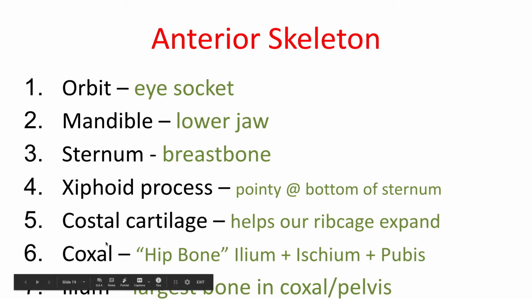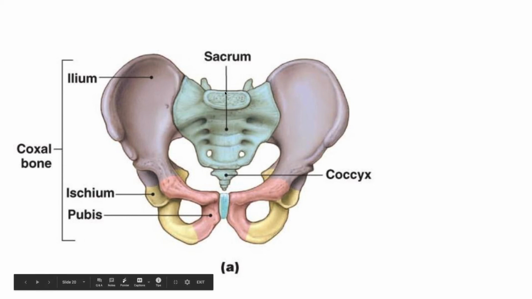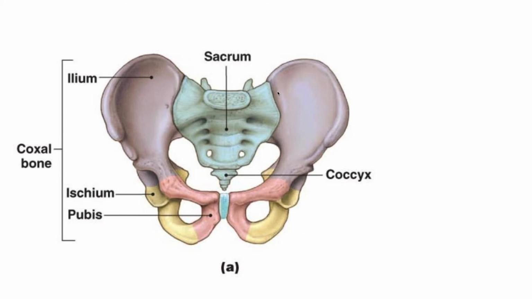The hip bone, or the coxal region, which is the ilium, the ischium, and the pubis, by sight in the anterior skeleton. And then most notably being able to certainly identify the ilium, which is the largest bone in the coxal or pelvic region. Here again we have the ilium, which makes up those lateral wings of this hip region, your sacrum being part of the axial skeleton, the rest of it not being part of the axial skeleton, and in fact being part of the appendicular portion of the skeleton.